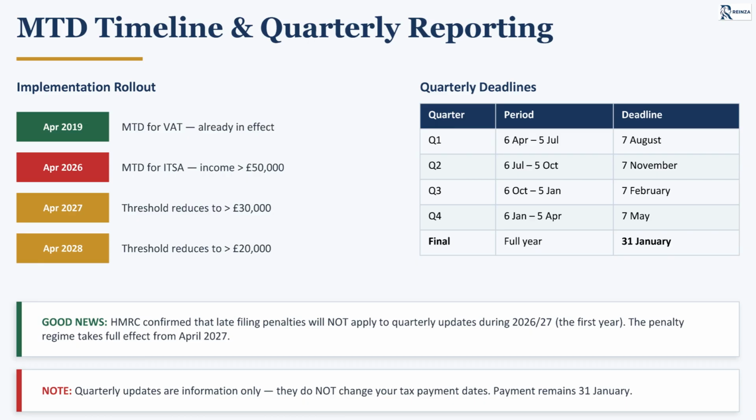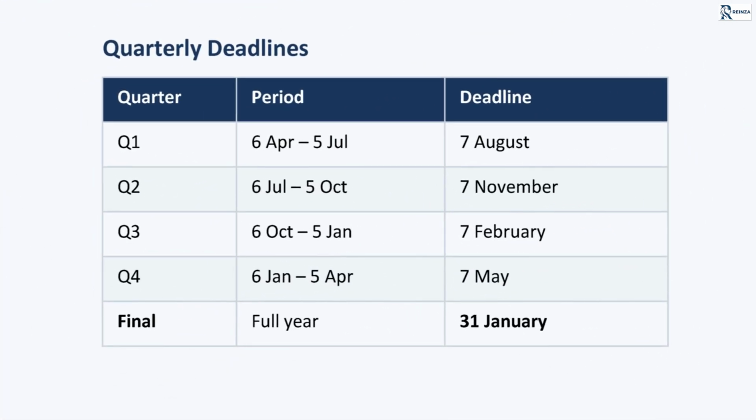Under MTD, instead of filing one annual tax return, you must submit 4 quarterly updates plus 1 end-of-period statement using MTD-compatible software. The quarterly deadlines are as follows. Quarter 1 covers the 6th of April to the 5th of July, with a submission deadline of the 7th of August. Quarter 2 covers the 6th of July to the 5th of October, due by the 7th of November.